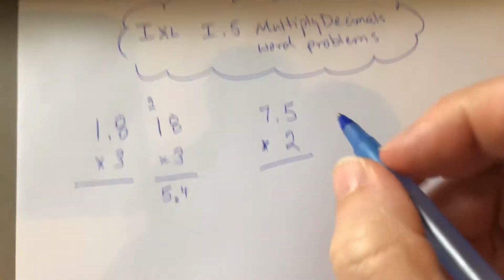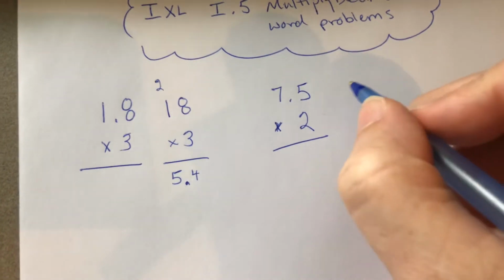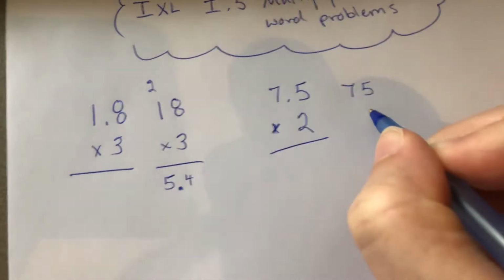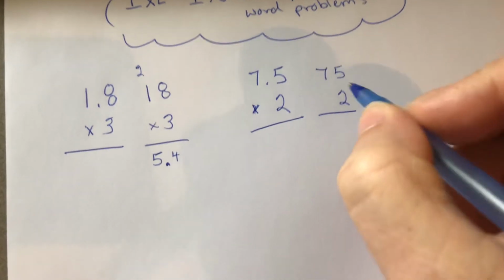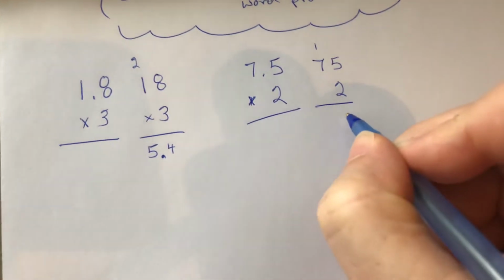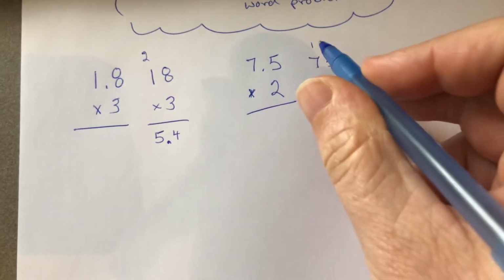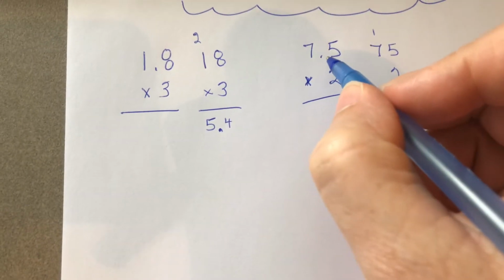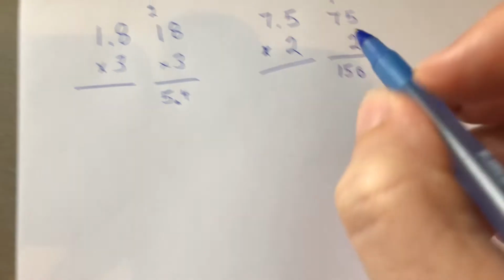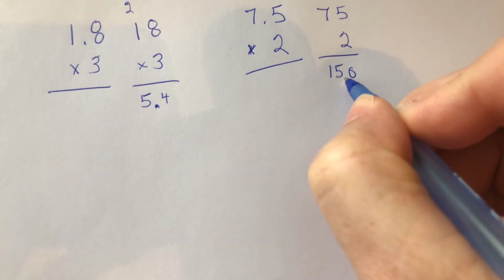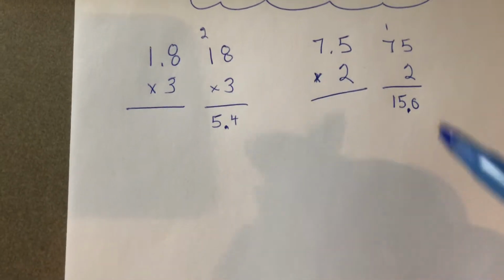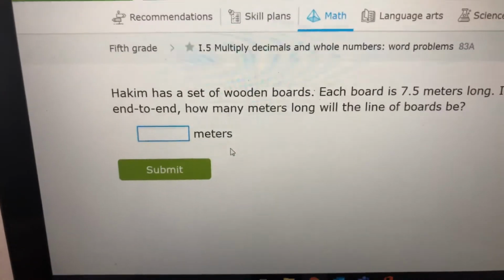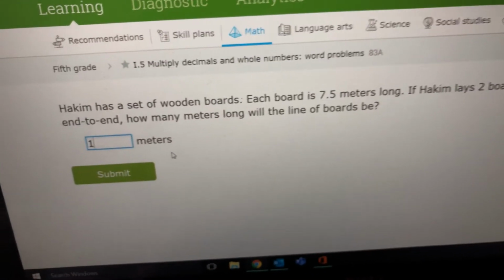Okay, so 7.5 times 2 is the same as 75 times 2. 2 times 5 is 10. 2 times 7 is 14, plus 1 is 15. How many numbers are to the right of the decimal? 1. So 1 number to the right of the decimal. So our answer should be 15 meters long. How many meters? 15.